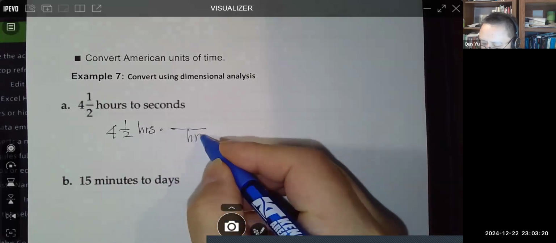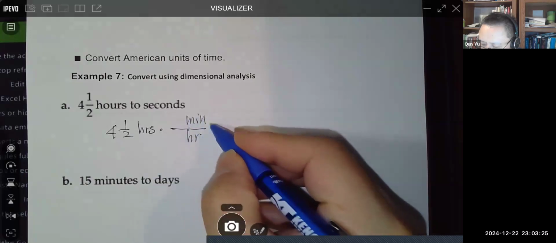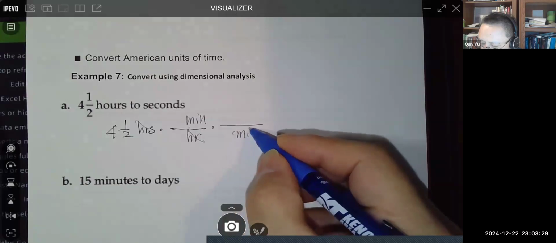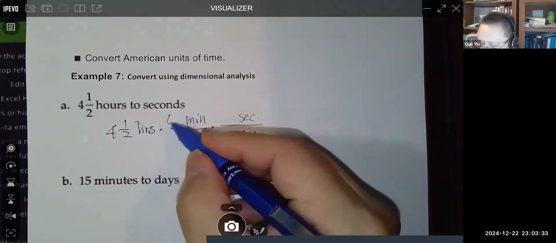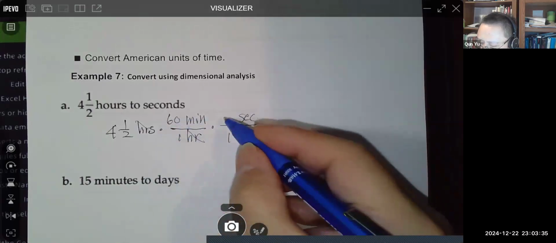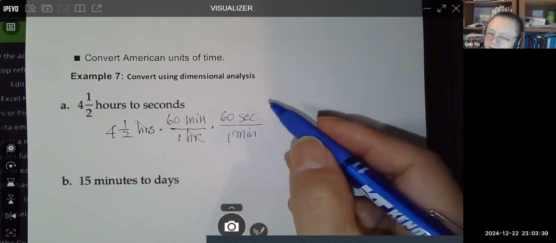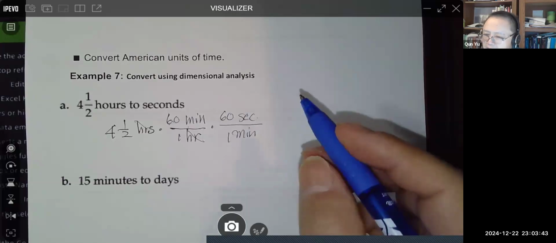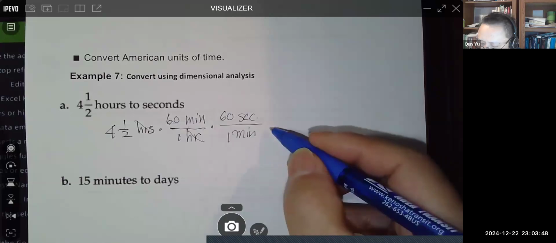If I convert from hour to minute first, then this cancels. Then we convert from minute to seconds. So 1 hour is 60 minutes, 1 minute is 60 seconds. If you multiply 60 by itself, it's 3,600. I guess most people already know that 1 hour equals 3,600 seconds. That's why I said you can do it directly.